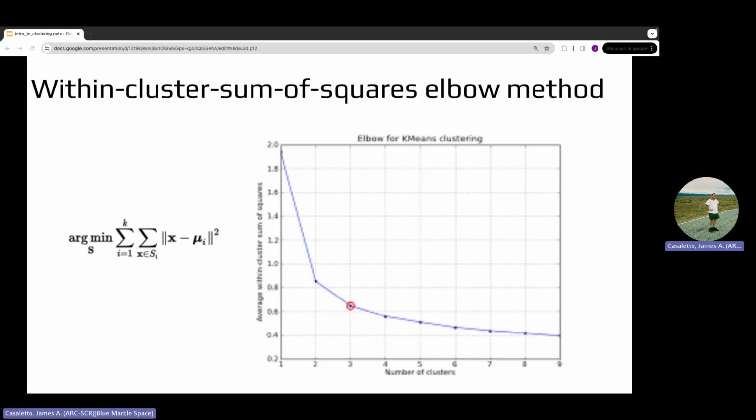This is not an exact method. There's nothing necessarily optimum about the elbow, but it's a decent trade-off between a k that is too small and one that is too large. In this particular picture, it looks like the ideal value for k for this particular data set is 3.